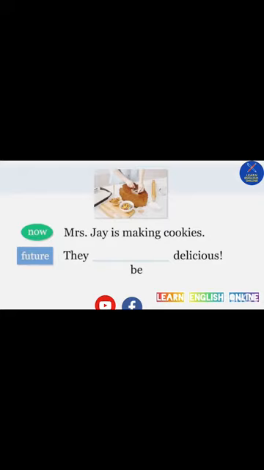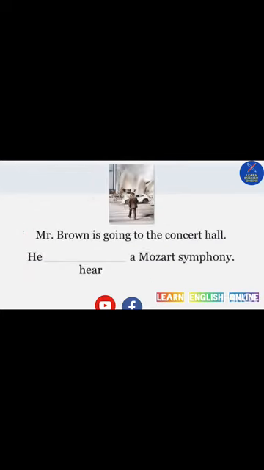Okay, now you try forming it. Mrs. J is making cookies. That's happening right now. And now you have to fill in the blank. What goes in the blank to make the future? They are going to be delicious. Mr. Brown is going to the concert hall. What goes in the blank to make this the future? He is going to hear a Mozart symphony.